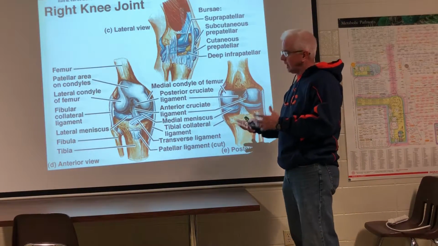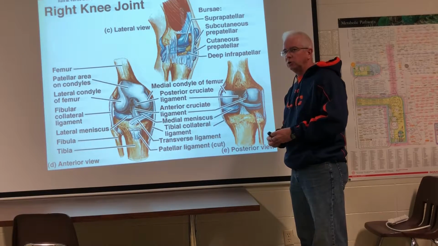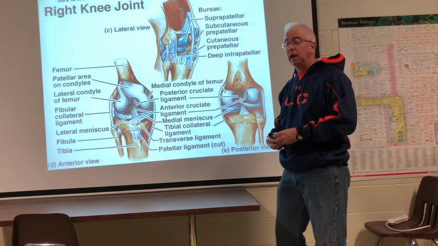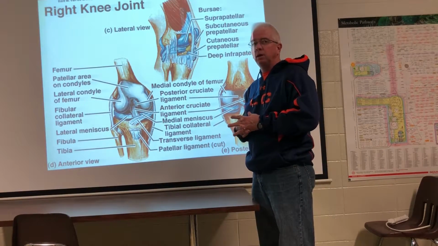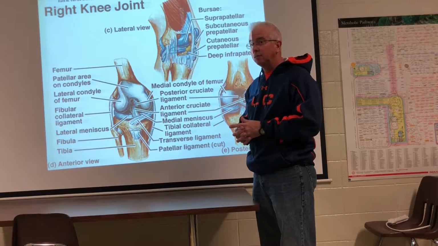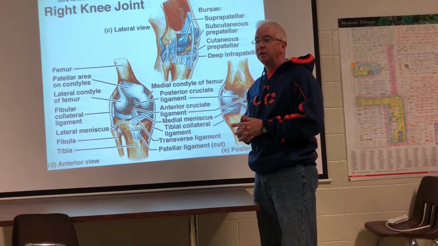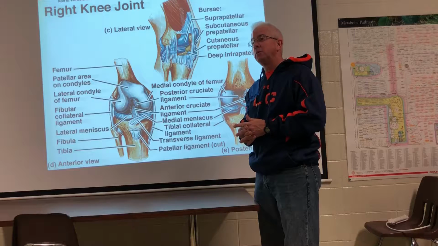Now the 2 intracapsular ligaments that sit inside the knee joint are called cruciate ligaments because they cross. These crossing ligaments are named because of their tibial attachment. So both of them attach to the tibia. And learning their tibial attachment will help you remember their names, but will not help you remember where they go.